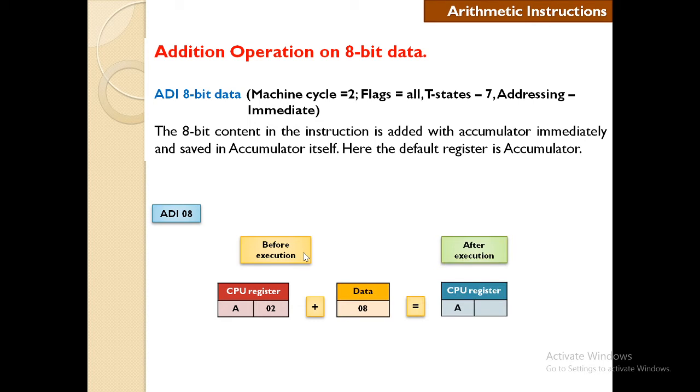If we consider an example where we have ADI 08, here the content 08, which is 8-bit data, is directly supplied with the instruction, and this content now gets added with the CPU register, which presently has the content 02, and it is saved in the accumulator register, which gets updated.